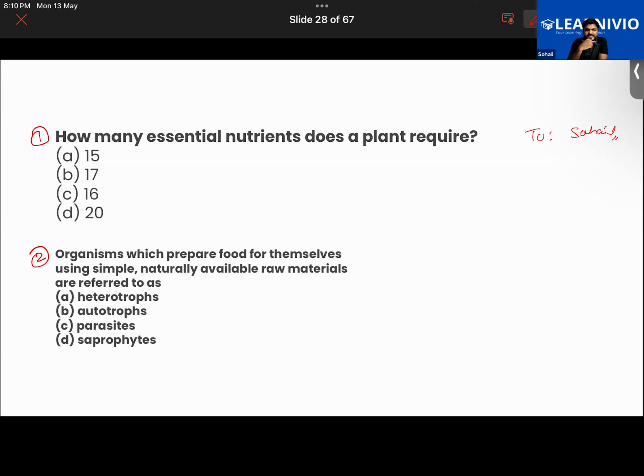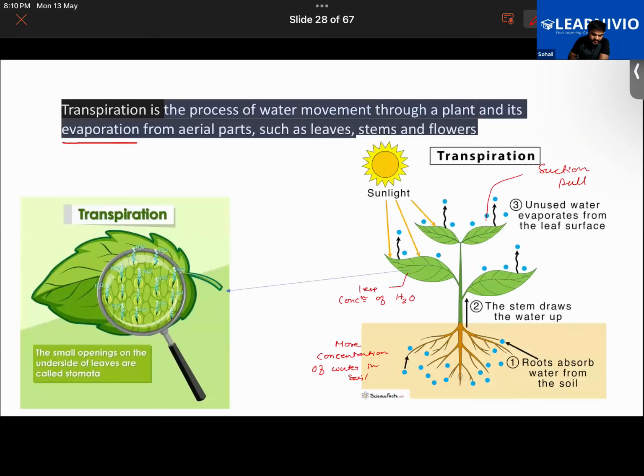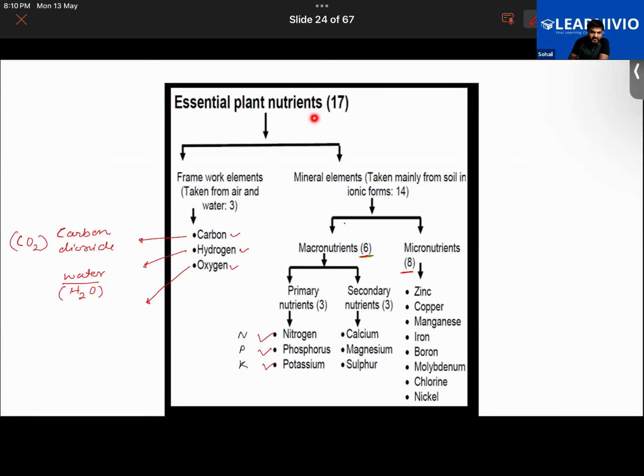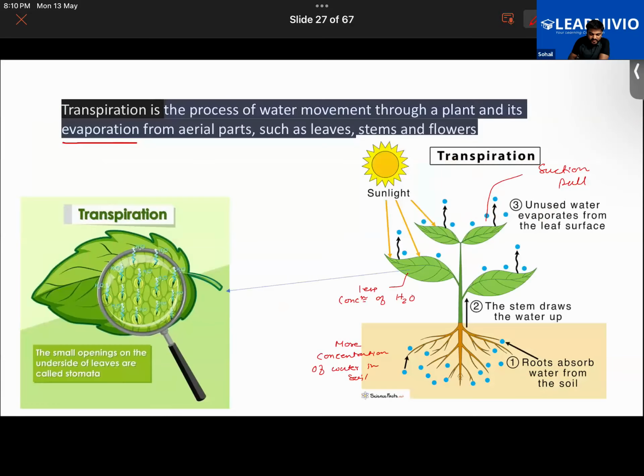Those who are answering 16, that is incorrect. See, 16 isn't the correct answer, guys. Moments ago, we discussed that there are 17 essential plant nutrients. So please correct that. It's not going to be 16.